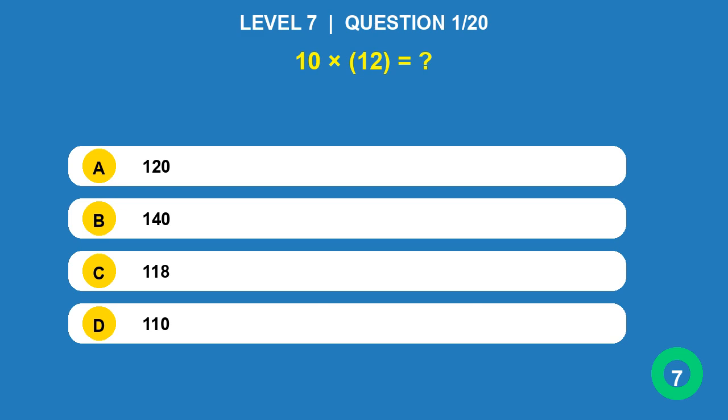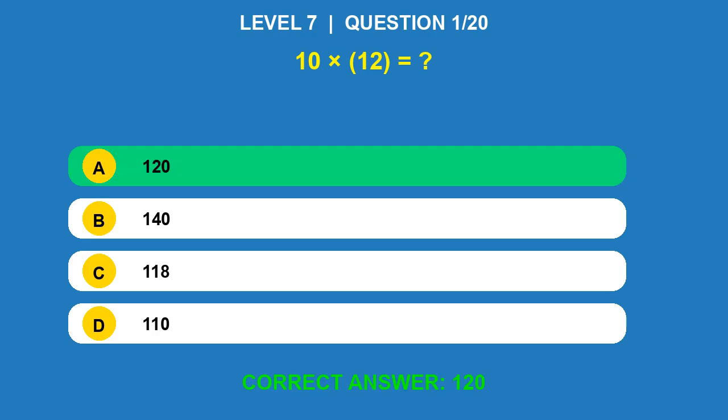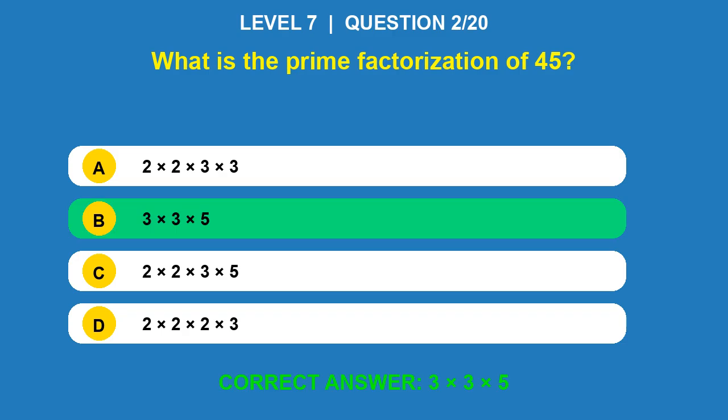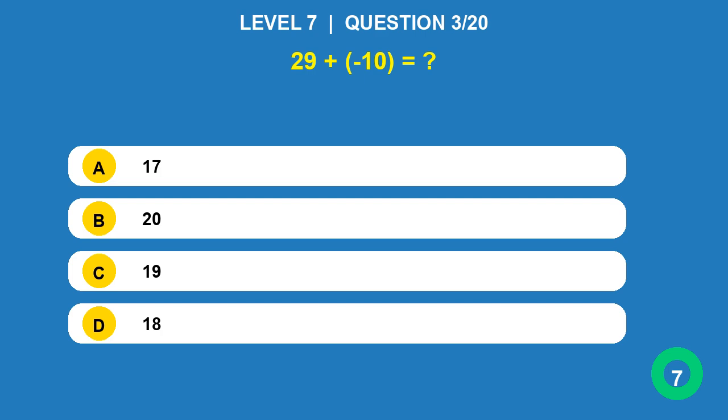10 times 12 equals? Answer is 120. What is the prime factorization of 45? Answer is 3 times 3 times 5. 29 plus minus 10 equals?